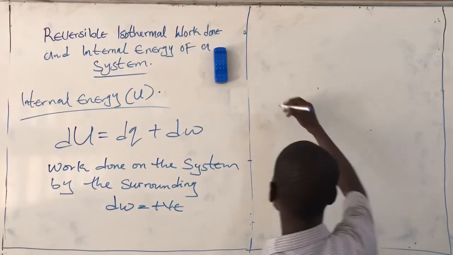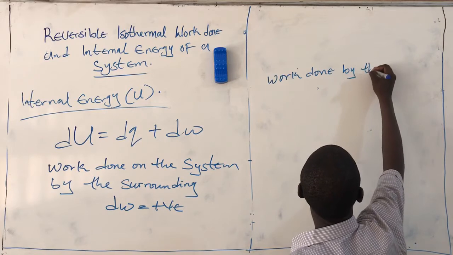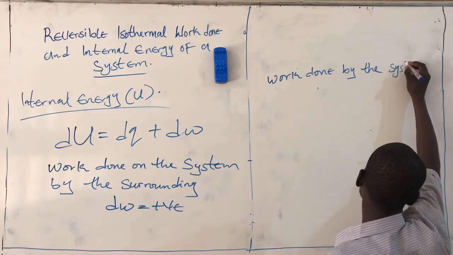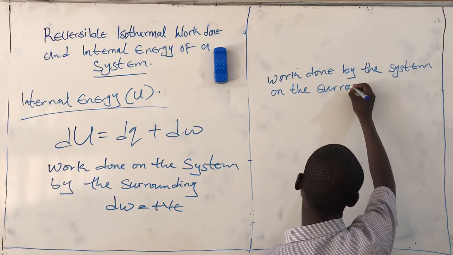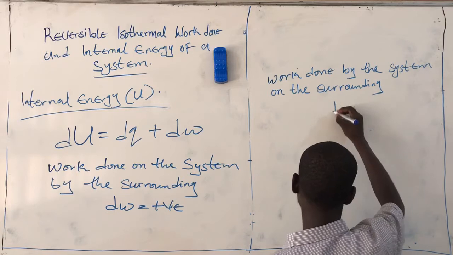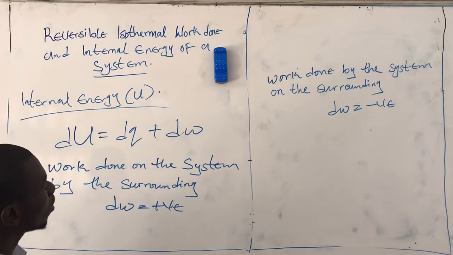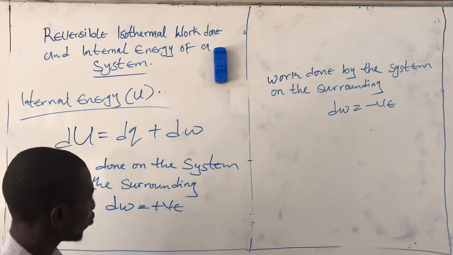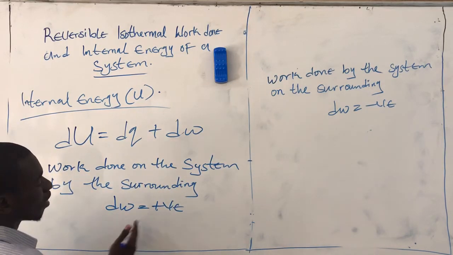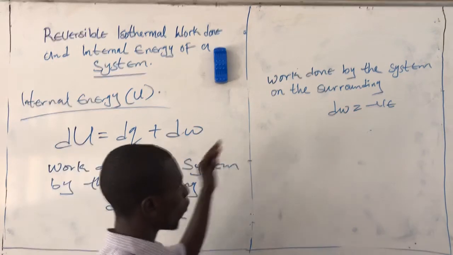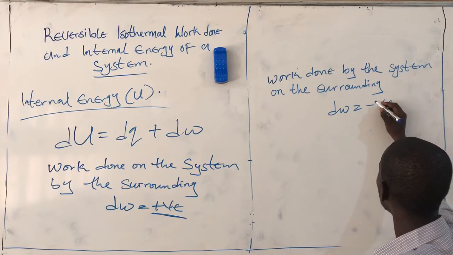While the other way around, work done by the system, dW is equal to negative. In this case, the system is doing work on the surrounding. If work is done on the system by the surrounding, meaning there's an input of work, dW is positive. While if the system is doing work, it is using some part of its internal energy to do work. Therefore, it used to be negative. It is losing energy.